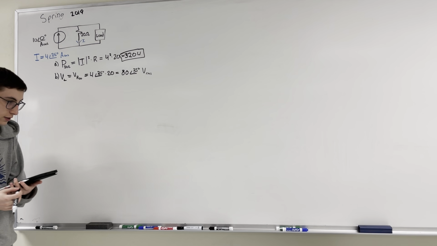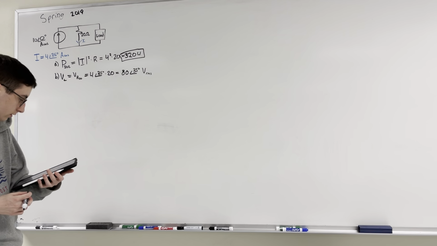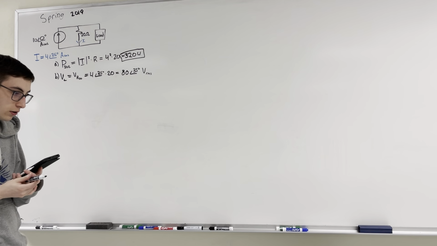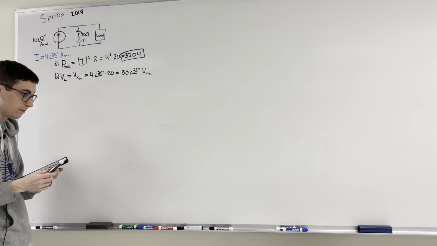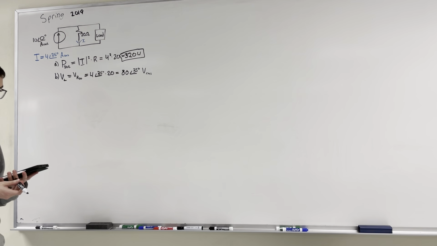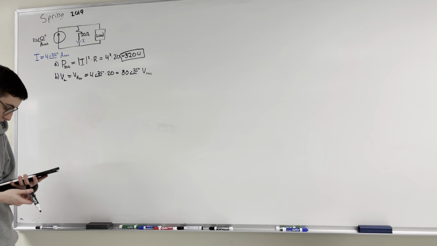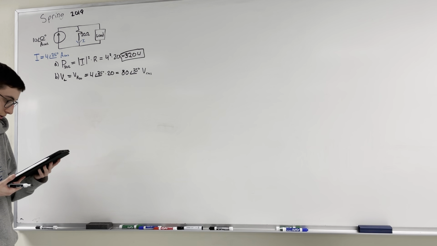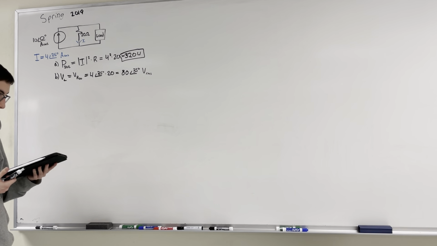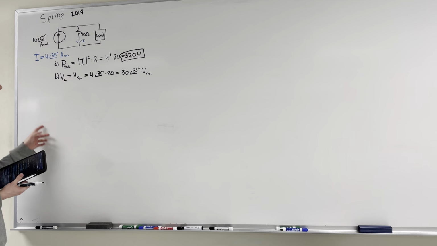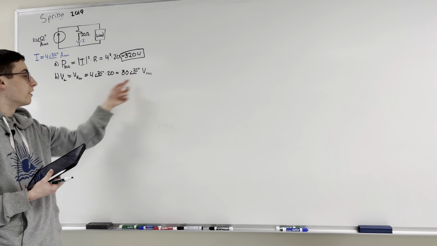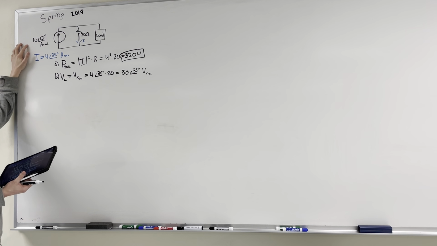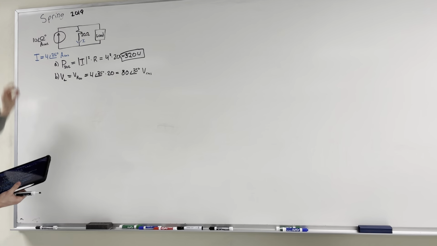All right, now it's asking us for the total apparent power, S, of the source, and the active power supplied by the current source. To do that, it's simply going to be the voltage supplied, which we already know is 80 with the phase angle 35, times the complex conjugate of the current, which is 10.